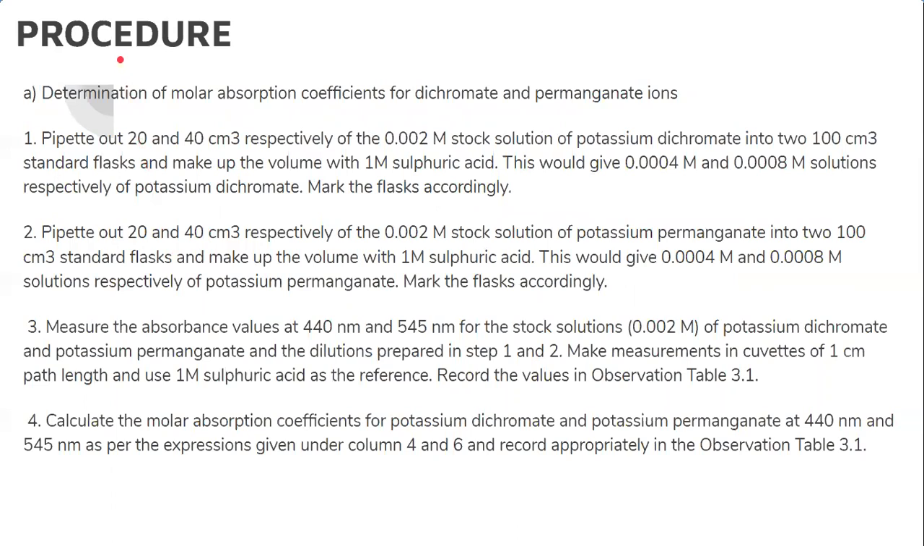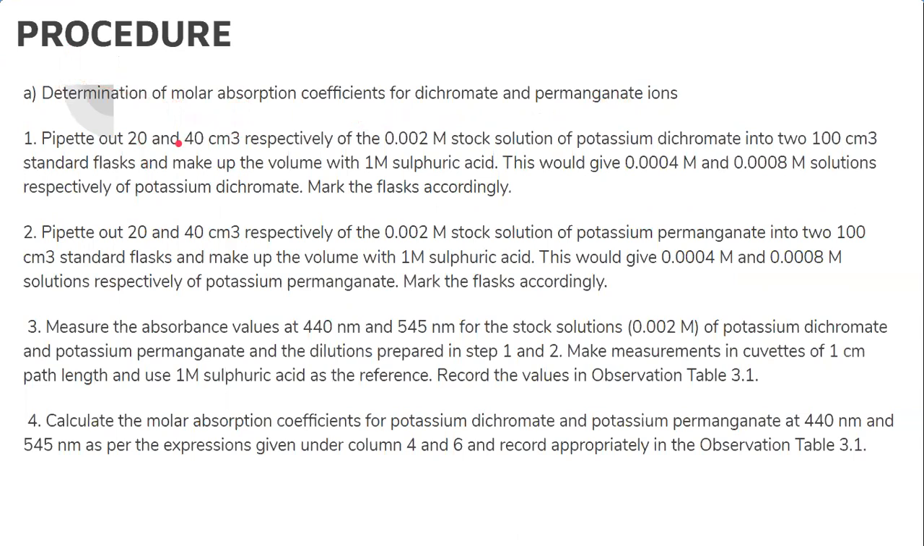In our experimental part, we need to do three things. The first one is the determination of the molar coefficient of dichromate as well as permanganate at 440 as well as 545 nanometers. Thereby we can calculate this. To calculate this, we need to run this experiment using pure potassium dichromate as well as potassium permanganate solutions, and the absorbance should be noted down at 440 nanometers as well as 545 nanometers. This is the first step.